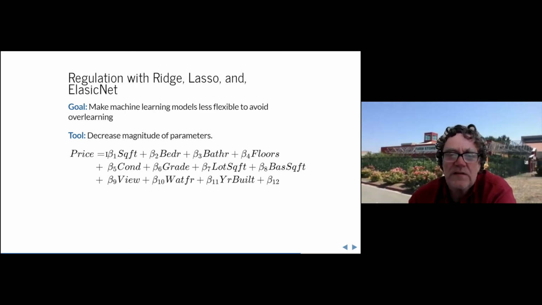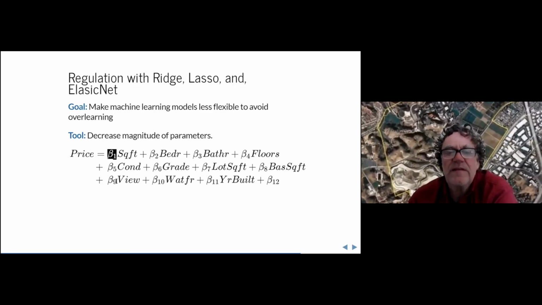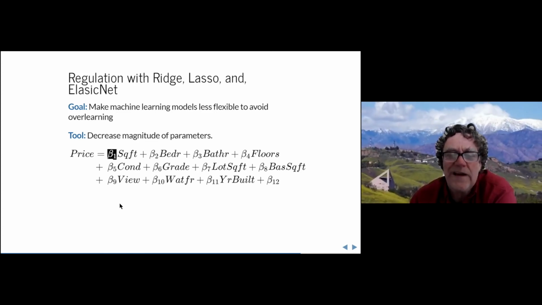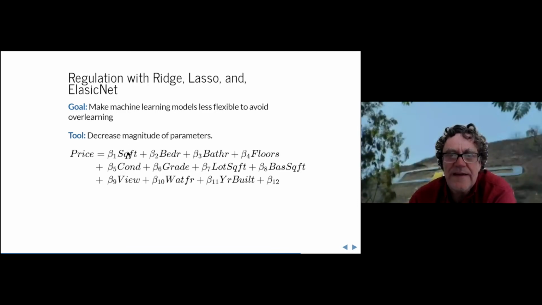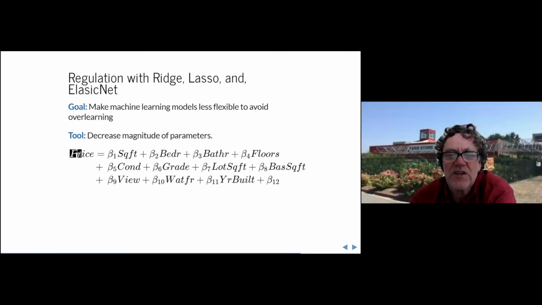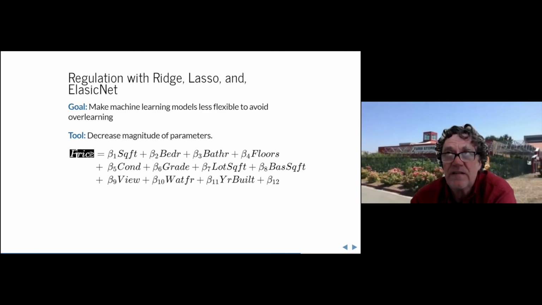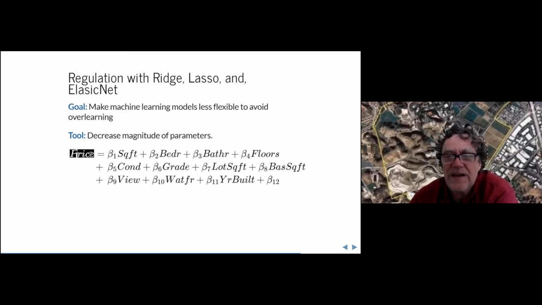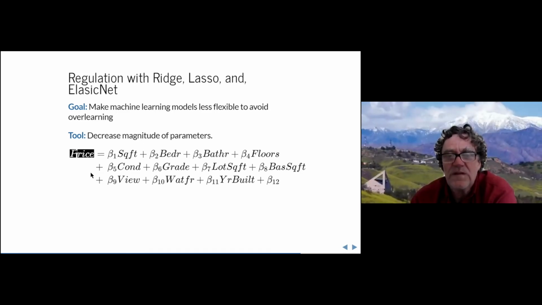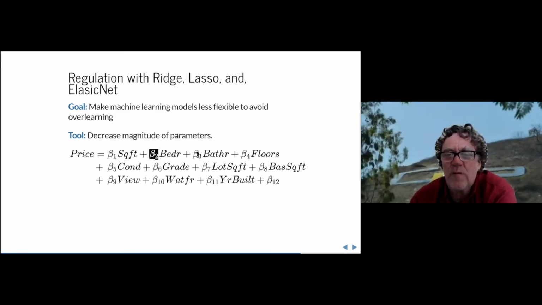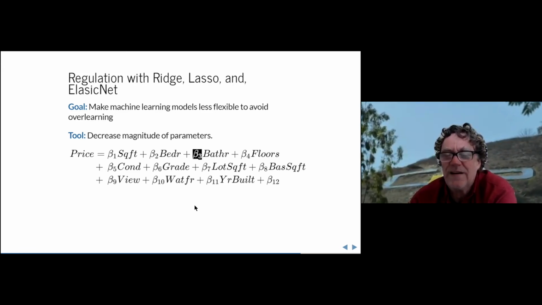Think about if we have a little smaller parameter for beta 1 than before, then a change in square footage would not lead so much to a change of price. Thus, our model gets a little bit less sensitive, a little bit less flexible. We could just easily say shave the same amount off from all parameters, but that's not a good idea.